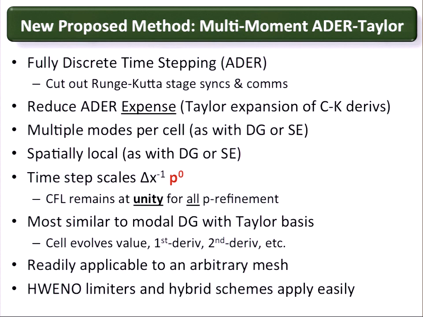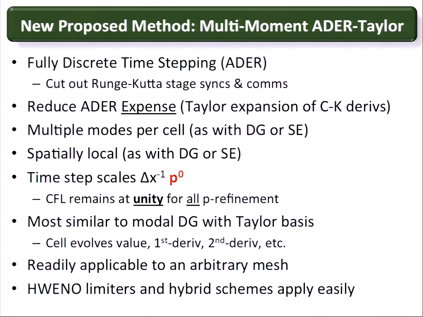And so instead of doing it at every integration point, I just do it once at the cell center and do a space-time Taylor polynomial. You just sample the space-time Taylor polynomial. So you get rid of a lot of the expense. The scheme has multiple moments, just like spectral element or DG, and is spatially local, but the time step does not degrade as you increase the number of moments. And so that's the novelty of this. The CFL remains unity as you increase the number of moments per cell.